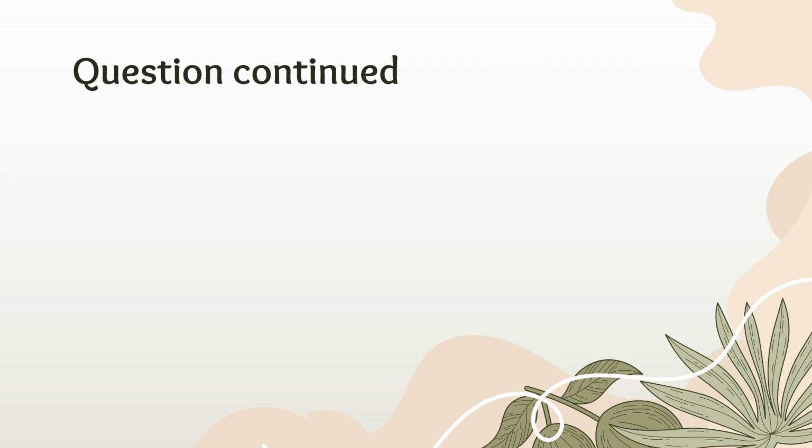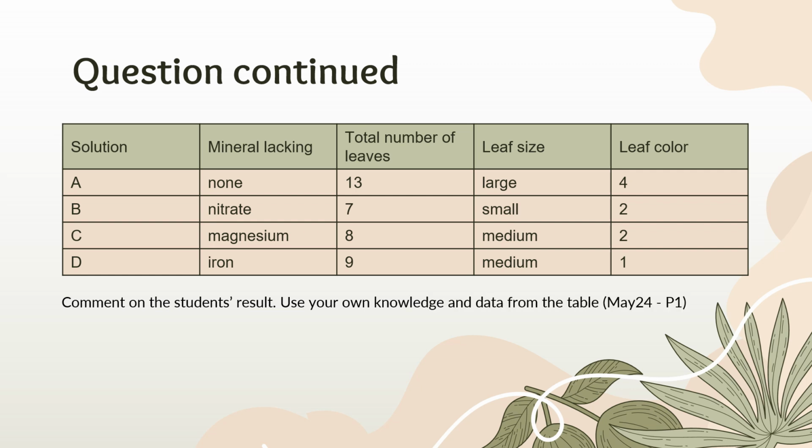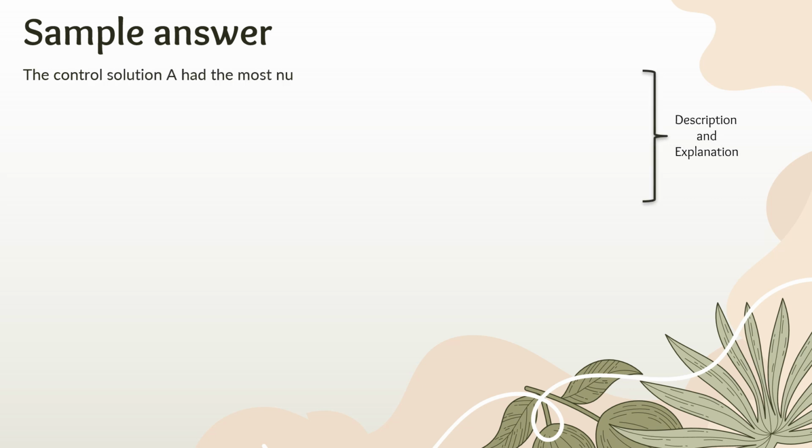We already know that nitrate is needed for growth and development, whereas magnesium and iron are needed for chlorophyll. Using this knowledge on the table, we can describe and explain the results. First, the description and explanation of the results are addressed. The control solution A had the most number of leaves, the largest size, and darkest color leaves.